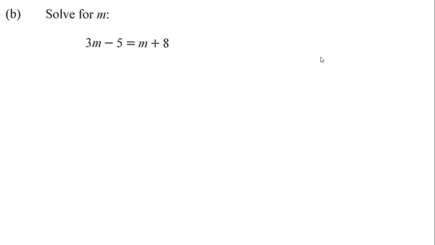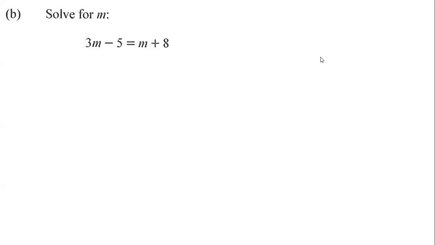Transfer the m over to the 3m side. Or transfer the -5 to the 8 side. How are we gonna do this? Y'all familiar with this? Carry over like terms. We're going to move all terms with m to one side, all the m's on one side.